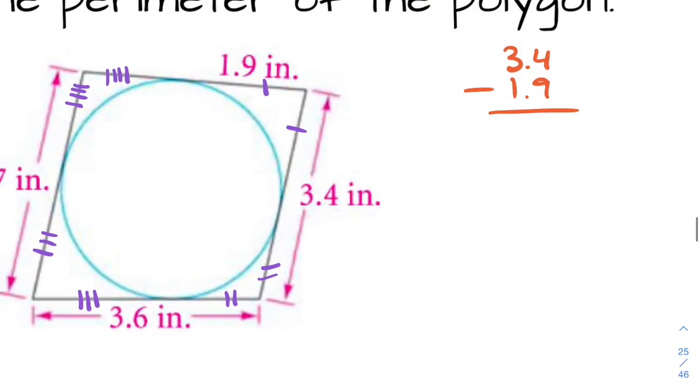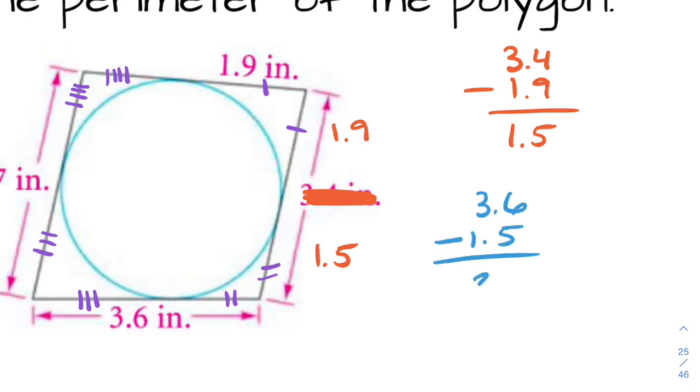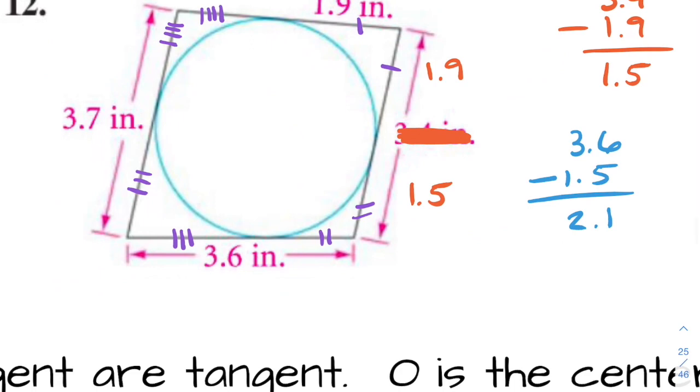So 3.4 minus 1.9 is 1.5. So 3.4 is going to break up into 1.9 and 1.5. Does that make sense? I'm just using the fact that I already know that part of this is 1.9. So this part's 1.9. Now I'm going to do that a bunch more times. I'm just going to keep going around and around. So 3.6 take away 1.5 is 2.1. Okay, so 3.6 is no longer 3.6. It's 1.5 on this side and 2.1 on this side.